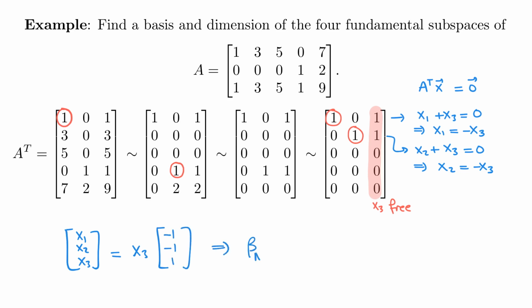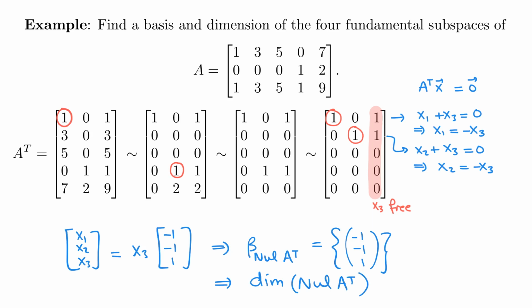This means that the basis for the null space of A transpose is simply the vector minus 1, minus 1, 1, and therefore the dimension of the null space of A transpose is equal to 1, which is exactly the number of vectors in the basis.